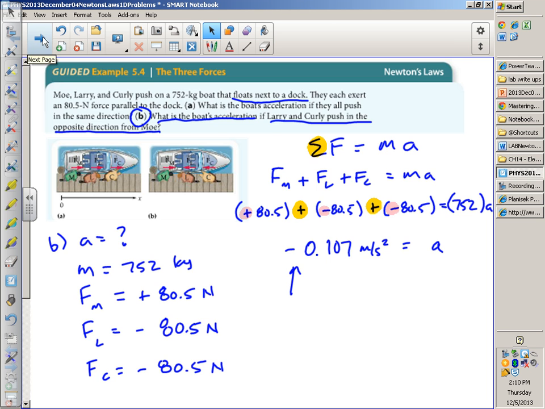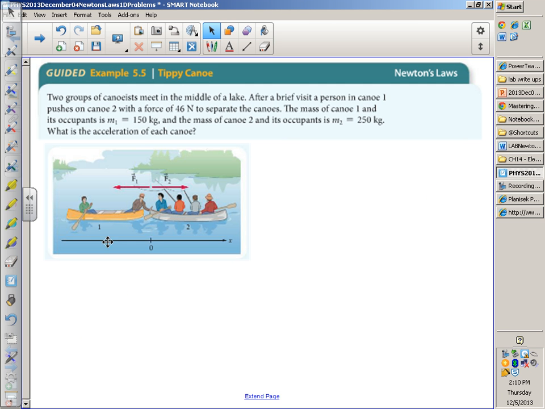Next problem I want to do for you guys is on the next sheet that's called Tippy Canoe. It's catchy, isn't it? So Tippecanoe says that there are two groups of canoeists.